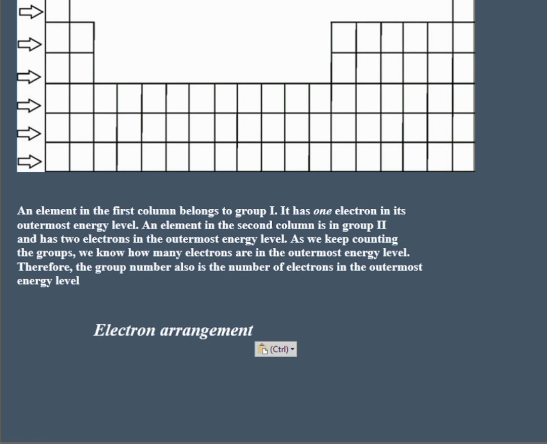Now, the electron arrangement. Given the atomic number of an element, we can write the electron arrangement, or the electron configuration. We shall illustrate this in the following. As we continue, we shall be illustrating it. Now, this is an example here that we want to tackle.